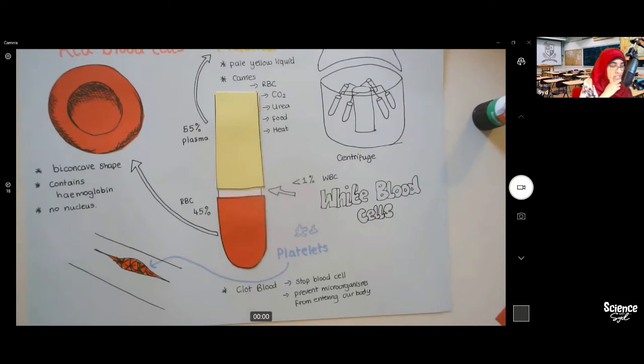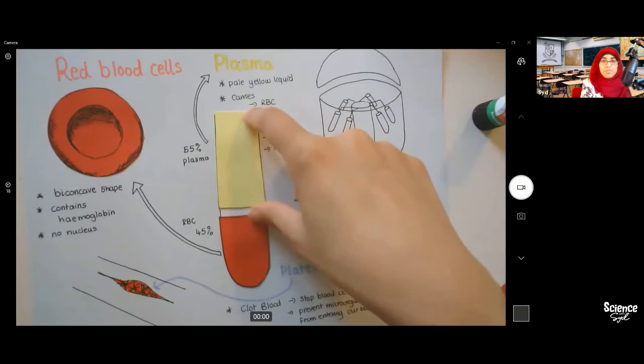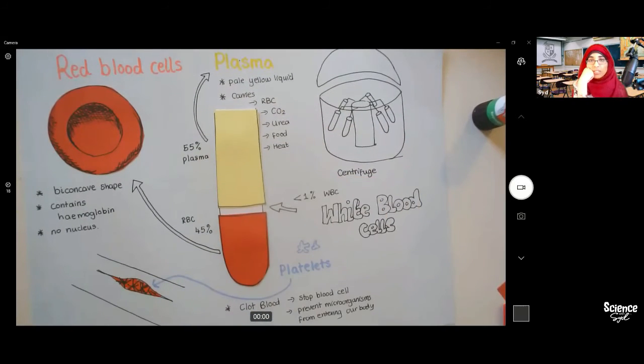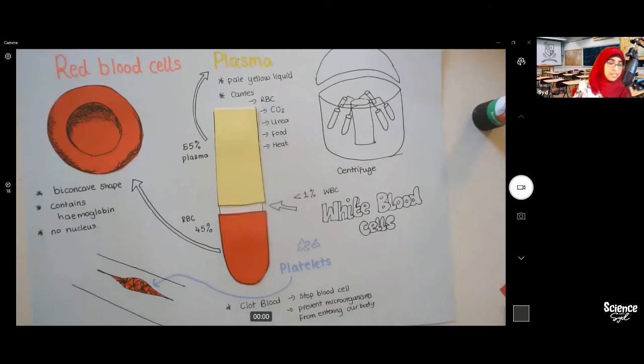Okay, so in here we have plasma. Plasma makes up 55%, and that's a pale liquid, and it carries red blood cells, carbon dioxide, urea, food, heat. So it's responsible for being a carrier of lots of different things.